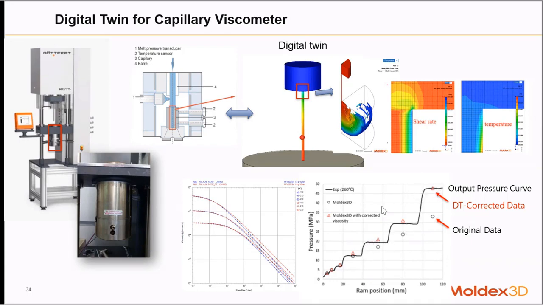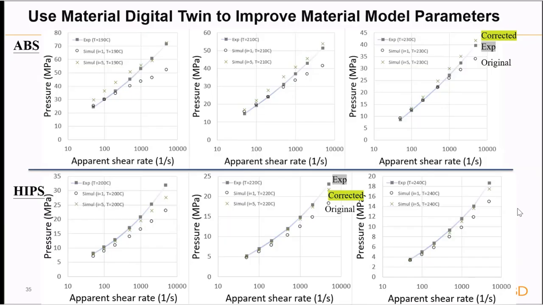So we can measure the pressure at different ramp positions. The ramp position stands for our setup of different shear rates. Okay, you can think of this as a shear rate. So at different shear rates, we got different pressures, and the original data prediction will be here. After the corrections, we can get better predictions for the pressure. So we call it the DT corrected data.